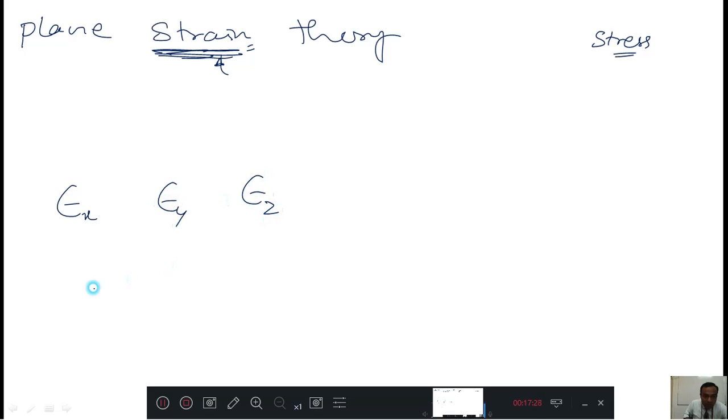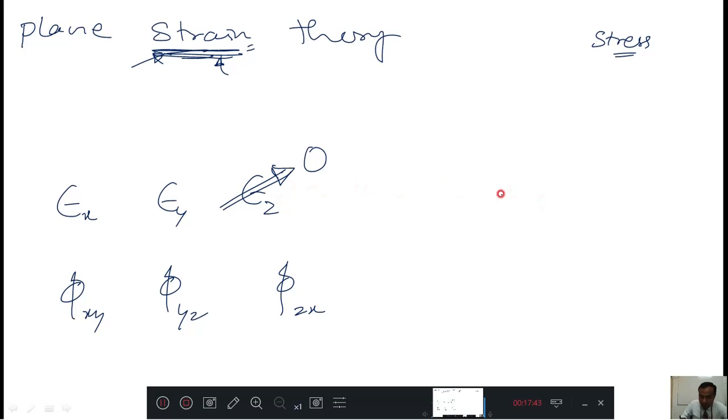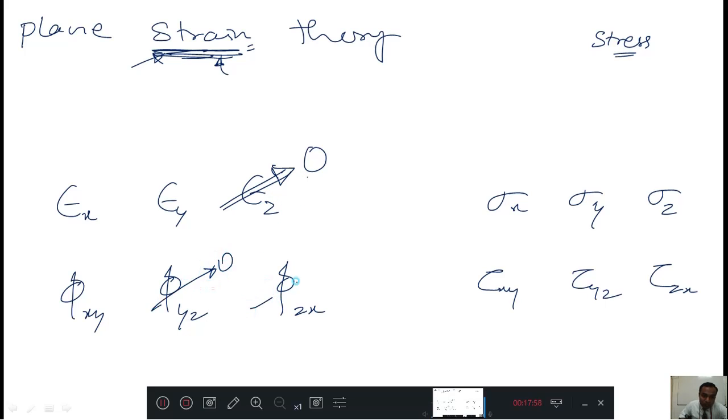When I study it in the plane strain concept, then I say that strain in z direction is 0. Then their parents will be stress in xy, stress in yz and stress in zx. Again, strain in z direction is 0 means this is 0, this is 0, this is 0. It doesn't mean that this is 0.